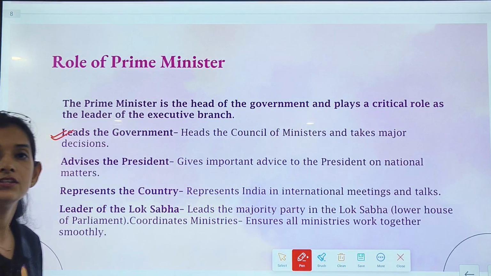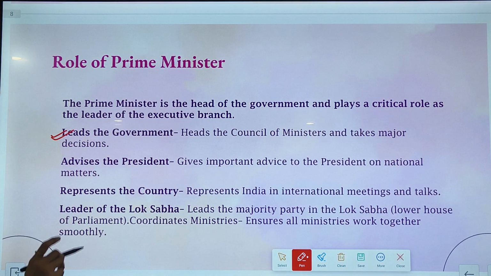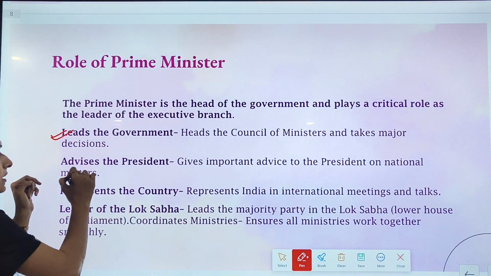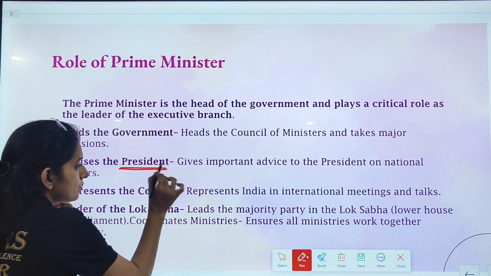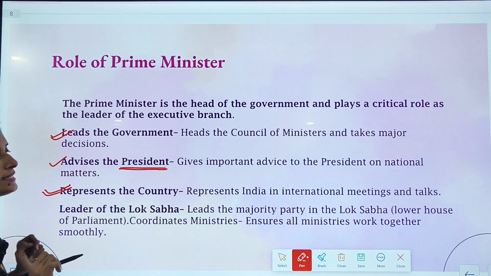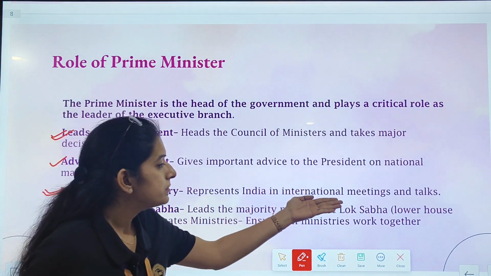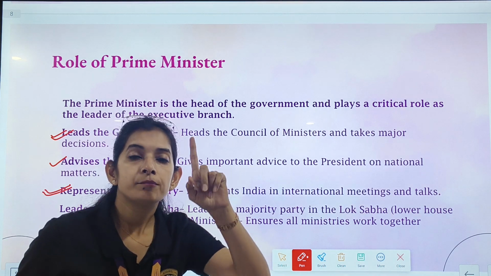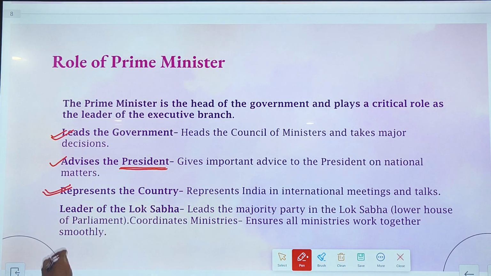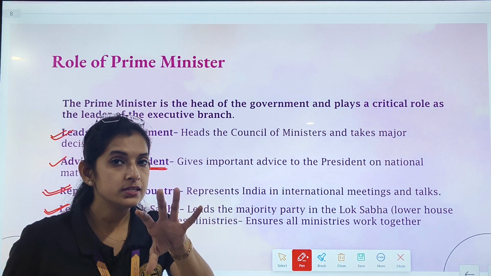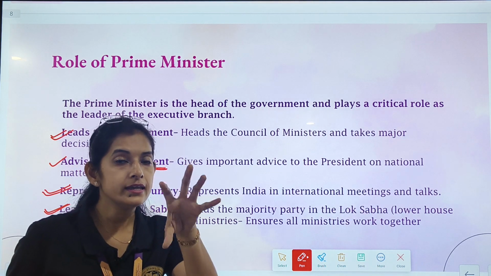The majority of the decisions are taken by the Prime Minister. He or she also gives their advice to the president on any matters. Clear? Next, he or she represents the country. Whenever there are any international meetings or talks, who would be representing India? Prime Minister would be doing that. Clear? He is also the leader of the Lok Sabha. Lok Sabha is the lower house. Clear? The maximum number of members are in Lok Sabha.